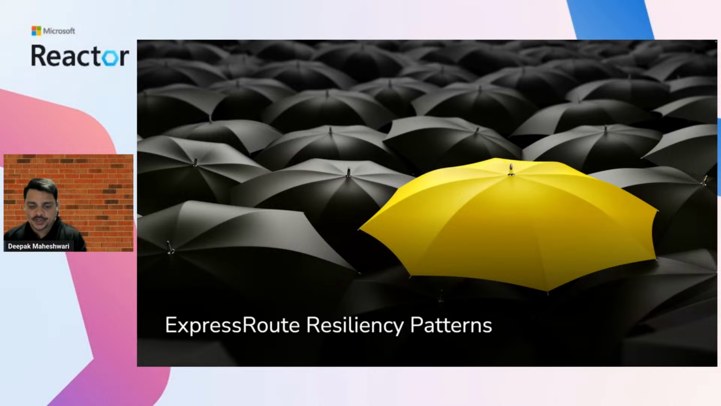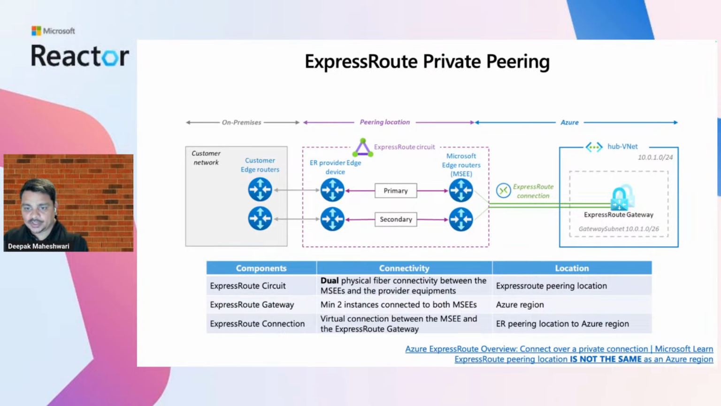Now, today's topic is around ExpressRoute resiliency. So we're going to talk about ExpressRoute resiliency and different patterns around it. Before I talk about it, I want to go a little bit deeper and talk about the different components which make up ExpressRoute. The components include the ExpressRoute gateway running in Azure, and that ExpressRoute gateway is connected to a peering location.